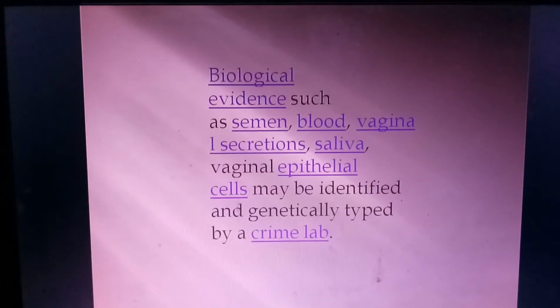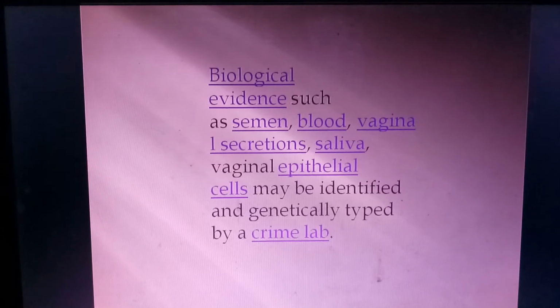Crime scene investigation is very important, and they never forget about biological evidences such as semen, blood, vaginal secretions, saliva, vaginal epithelial cells. All may be identified and genetically examined at the crime lab.